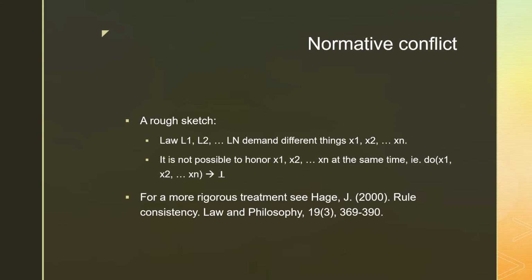When a variety of normative instruments demand different things, and it is not possible to honor all of them, we speak of a normative conflict. The question is then, how are these conflicts to be resolved? How do we pick which rule to follow? Note that making this decision is crucial.